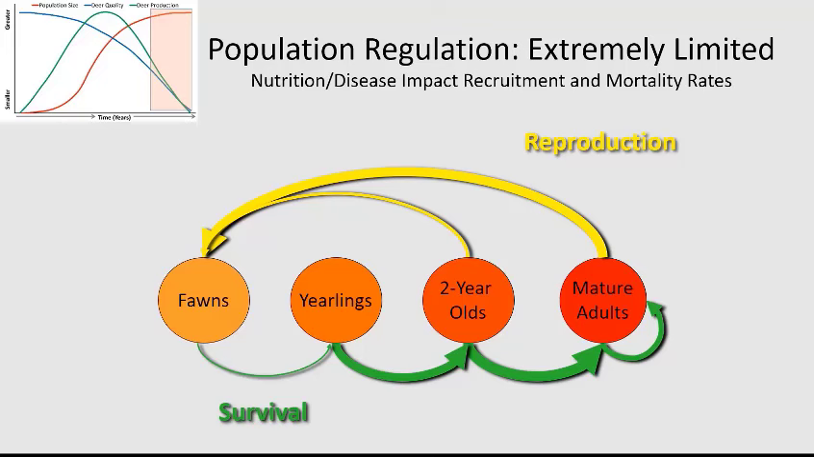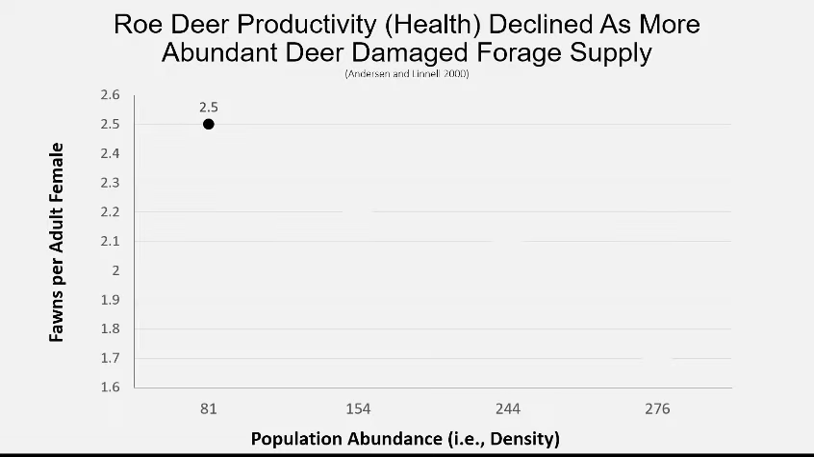Now, that's all theory, and it's theory based on knowledge. And now I'm going to start showing you some of the knowledge that we have to prove these relationships. This is a study published in 2000. It was a study of roe deer productivity, and think of that as health. And they studied the roe deer productivity. Now, roe deer is basically Europe's equivalent of a white-tailed deer.